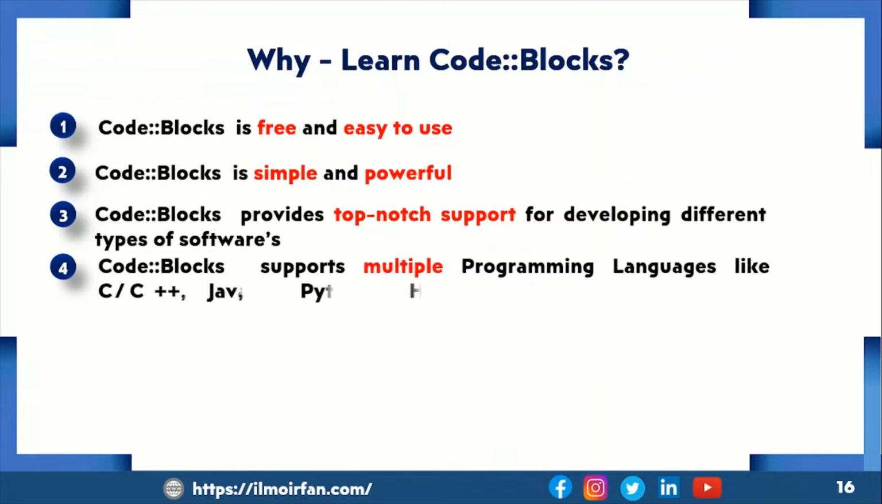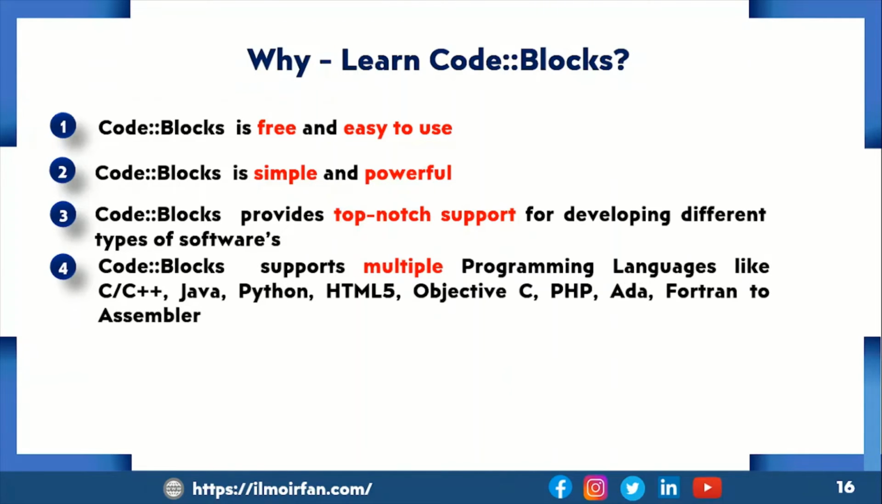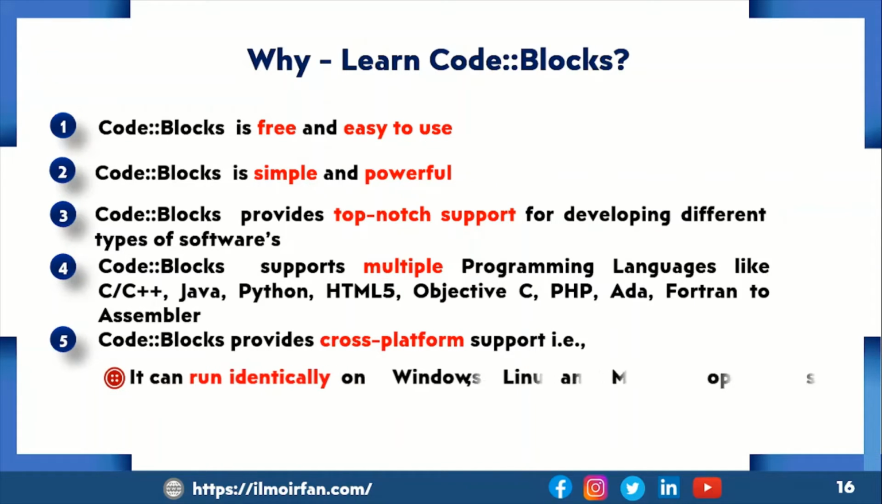Number 4, code blocks supports multiple programming languages like C, C++, Java, Python, HTML5, Objective-C, PHP, Ada, Fortran, and Assembler. And number 5 is code blocks provides cross-platform support, that is, it can run identically on Windows, Linux, and Mac operating systems.